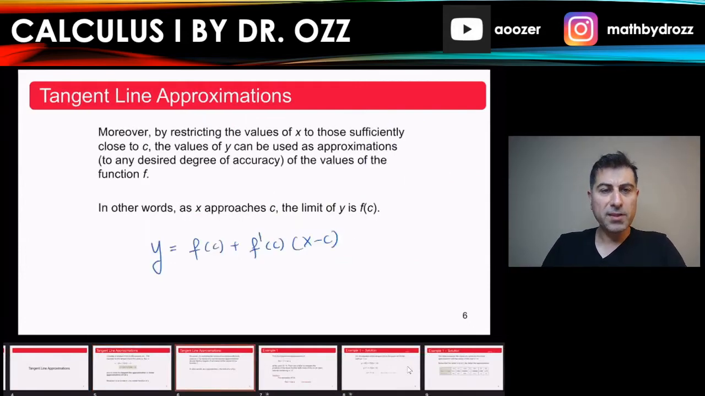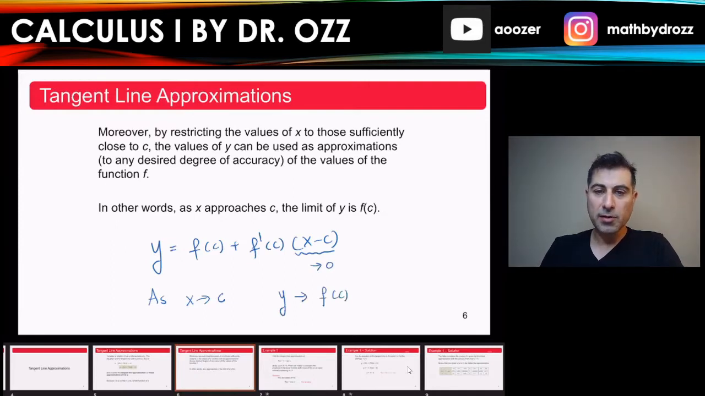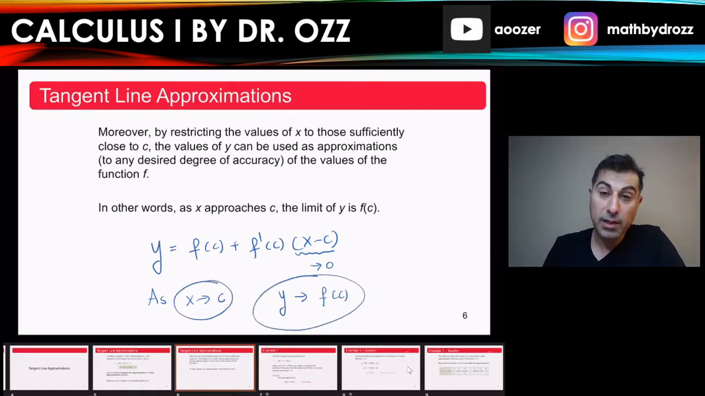From this approximation we can also deduce that as x approaches c, this part here is going to converge to 0, and then the corresponding y values would converge to the function value at c. So this is also another observation that you can pass the limit, as I said, as x approaches c, and the corresponding values would approach f of c, which is pretty much expected.